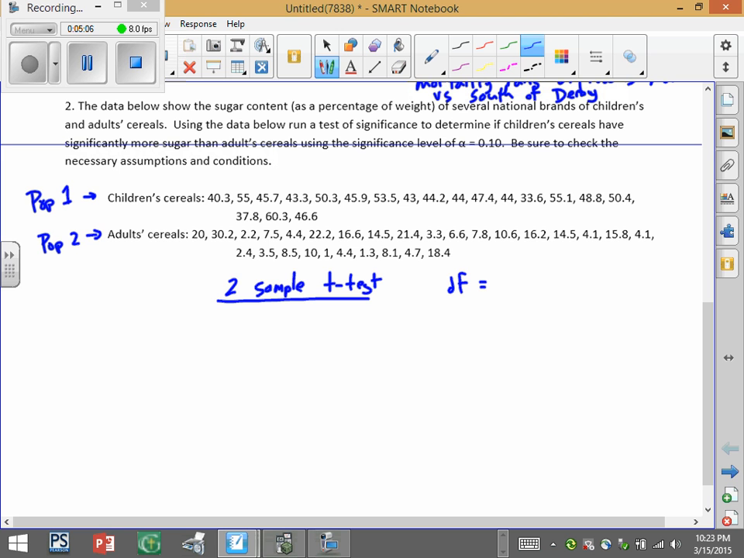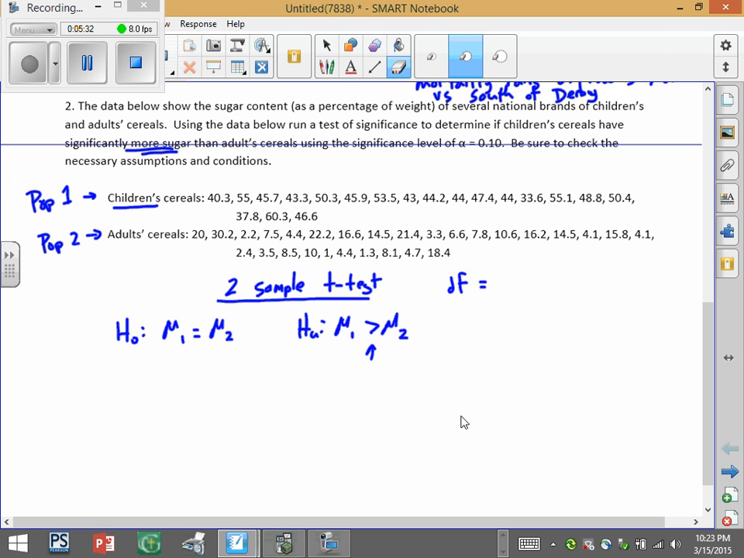One thing that we want to look very closely at is whether children's cereals have more sugar. So here, the null hypothesis is mu1 equals mu2, versus the alternative, mu1, which is children's cereals, is higher than adult cereals. If you switch these populations, you'd have a different direction for that inequality. So that's one of the important reasons that we want to make sure that we label the population so it's easy for people to follow.